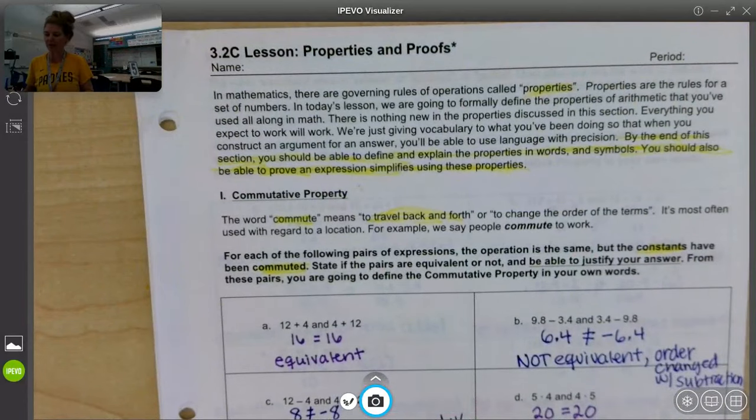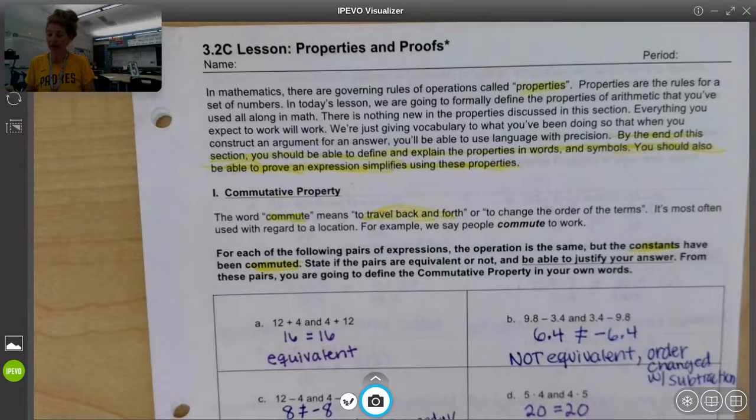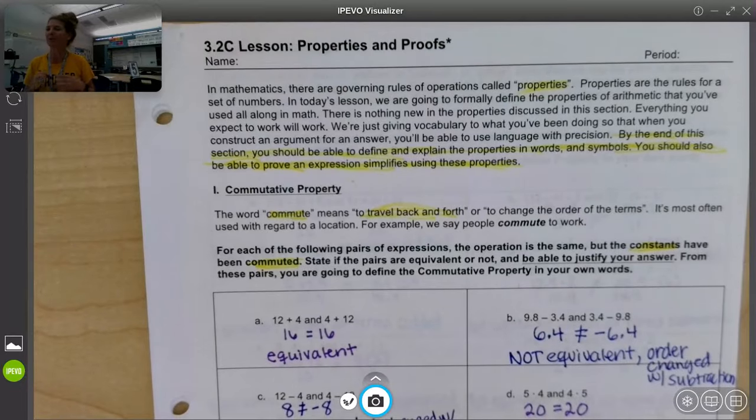So properties and proofs. In mathematics, there are governing rules or operations called properties. They're the rules for a set of numbers, and in today's lesson, we're going to formally define the properties of arithmetic that you've used all along in math. There's nothing new in the properties discussed in this section. Everything you expect to work will work, and we're just giving vocab to what you've been doing so that when you construct an argument for an answer, I know some of you love arguing, you'll be able to use language with precision. By the end of this section, you should be able to define and explain the properties in words and symbols, and you should also be able to prove an expression simplifies using these properties.